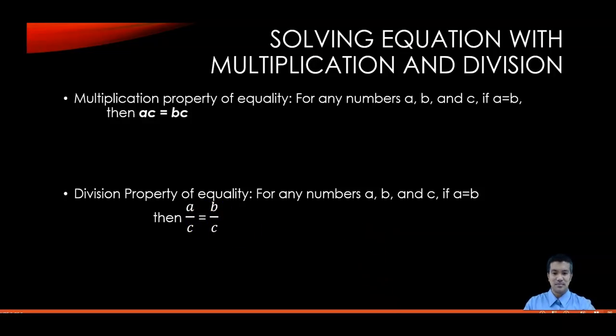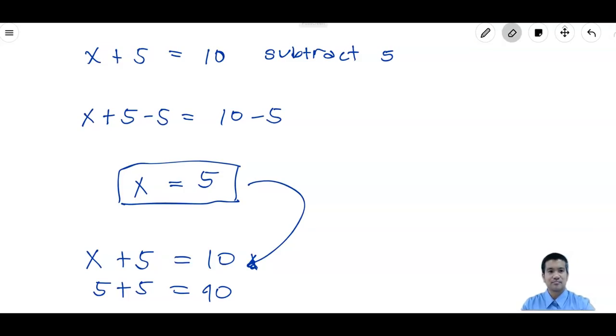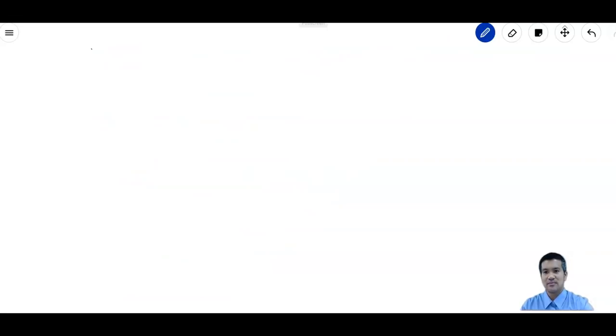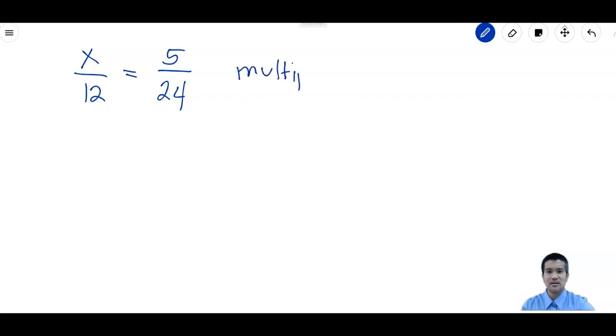Let's have an example. For example, we have x over 12 equal to 5 over 24. So how will we solve this equation right now? What will we do so that we can eliminate the value of 12? So therefore, we have to multiply. You have to multiply 12 on both sides, right? Multiply 12 on both sides.